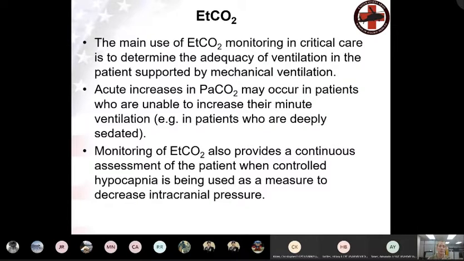Acute increase in PaCO2 may occur in patients who are unable to increase their ventilation, and we would see that in our end-tidal. It also provides us a continuous assessment of the patient with controlled hypocapnia, as a measure to decrease intracranial pressure. We've talked about that recently, and we had a little bit of a discussion earlier this week about using our ability to manipulate the end-tidal to manage the patient with a head injury, particularly those with signs of pending herniation.